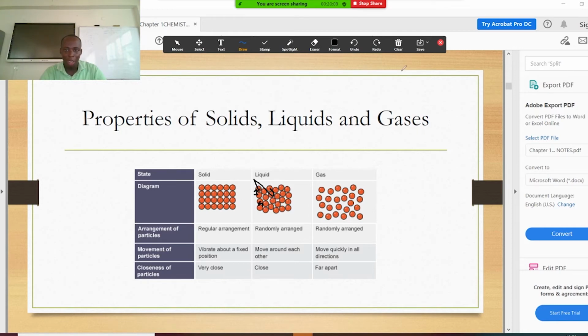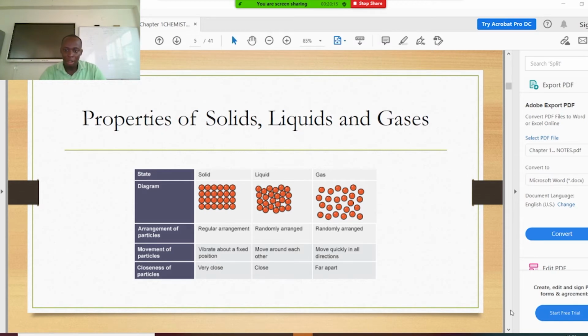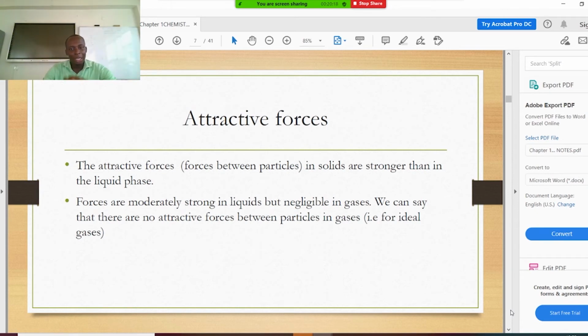In the solid state too. If you look at them critically, you realize that in the solid state, the forces of attraction holding these particles together are very strong. That is why the particles are always closer. They are forced together. Now, in the liquid state, they are moderately strong, but not as strong as in the solids.